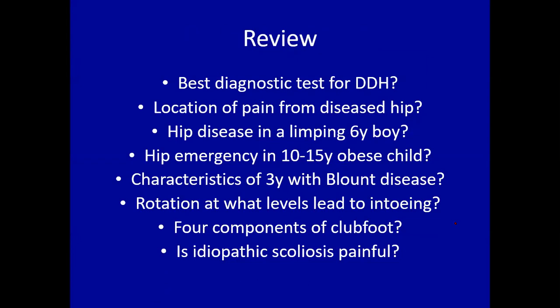So just to review, these are things that you guys need to be able to answer. So what is the best diagnostic test for DDH?